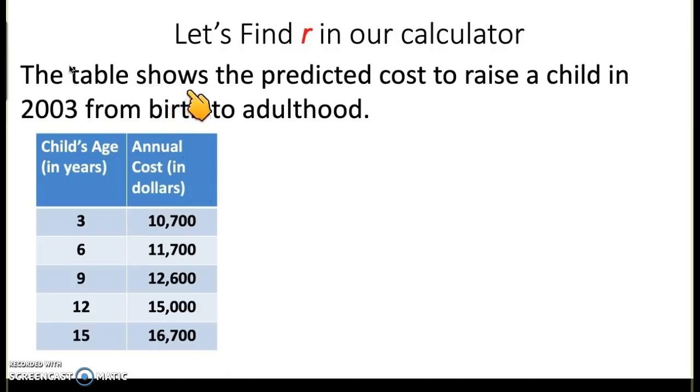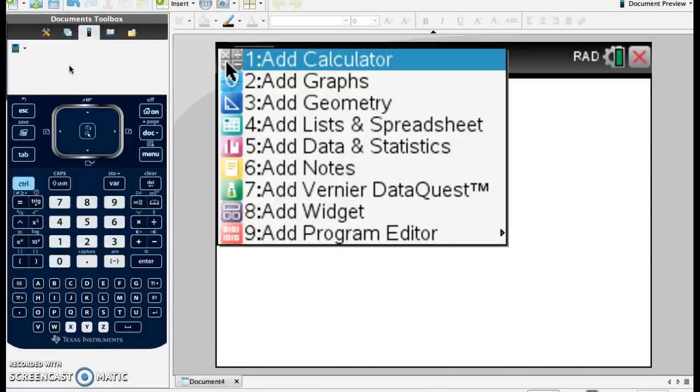And so this table just shows some predicted cost to raise a child back in 2003. And so we're almost sure that that cost is increased. But still, we can utilize this as our example to find the value of r to check the relationship between these x values and these y values. So go ahead and get your calculator so we can do this part together. And this part should be fairly quick because a calculator is going to find the value of r for us.